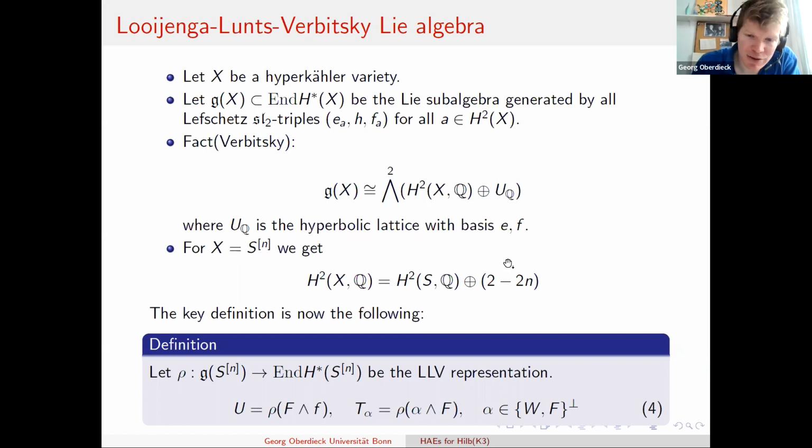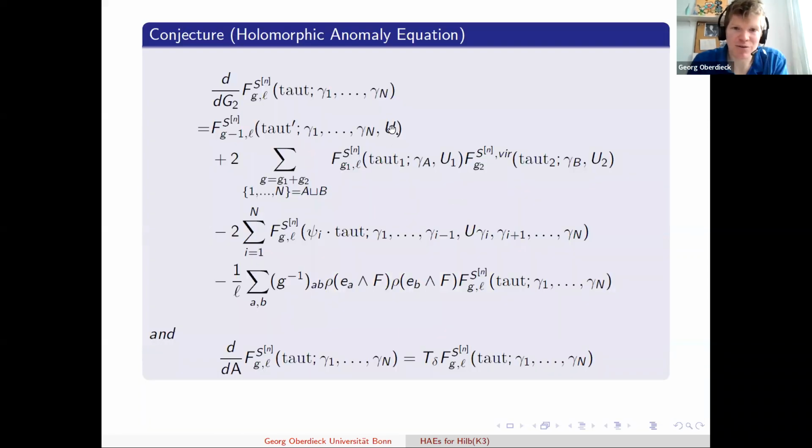For the Hilbert scheme of points, if you run this, you get a decomposition in terms of H^2 of the K3 surface plus the trivial summand. The upshot is that there's a natural representation, this LLV representation, and you can define natural operators on cohomology out of this, just using the structure we have here. The key edge term in this definition is this U, which looks at F, the fiber class of your elliptic fibration, wedge little f, which is an element in this hyperbolic lattice. Then you just insert this into this thing, and you are happy.